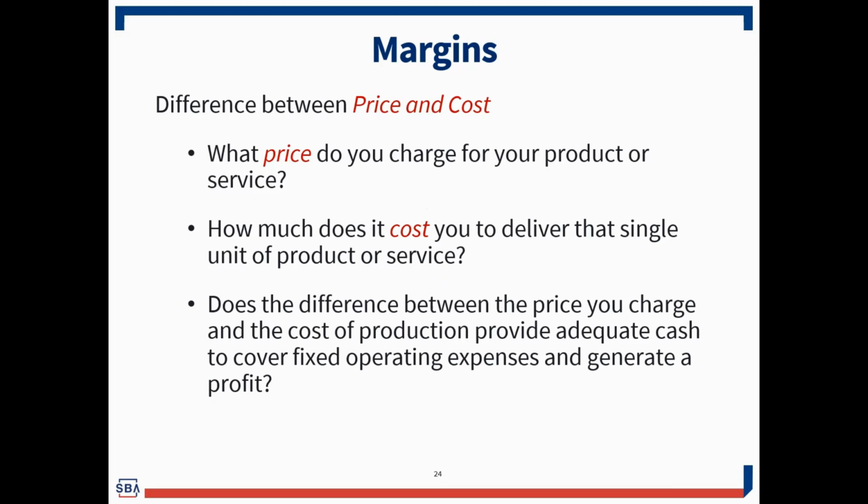The next piece of the economic model is margins. This is the difference between price and cost. What price do you charge? Does it cover your true cost of doing business? Both your sales related cost, also referred to as variable, things that might change or vary based on how many sales you have, like if you have eggs and you need egg cartons, the more eggs you sell, the more cartons you need. And does it cover your operating cost?